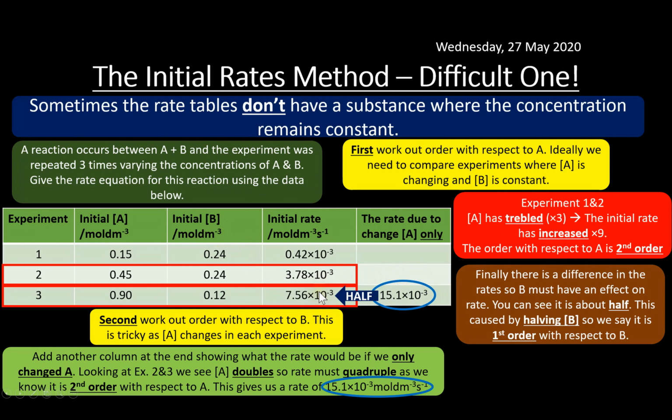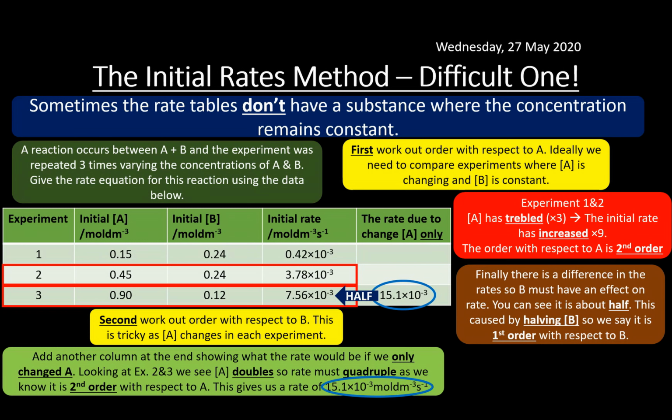So the difference here is a half, and what's causing this rate to be half that value is because B is halving as well. So this is obviously first order. Okay, so I use that last column there to help me work out what it would be if B had no impact, and then compare the initial rate with that theoretical rate in that last column that I've drawn there.